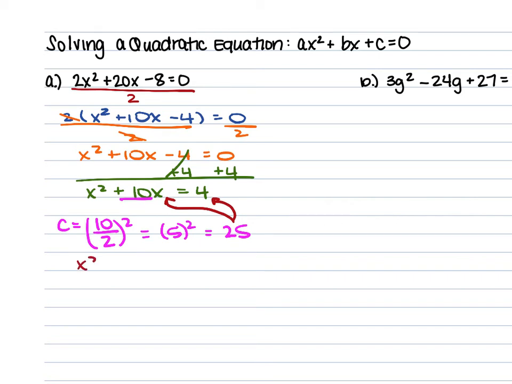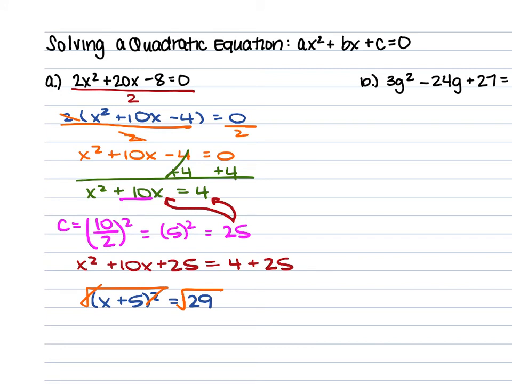So we're going to have x squared plus 10x plus 25 is equal to 4 plus 25. Factor the left side, add your right side. Your left side gives you x plus 5 squared. Your right side gives you 29. Now solve for x. Take the square root of both sides. Your radical cancels out your power, so you just have x plus 5 equals plus or minus the square root of 29. 29 is a prime number, so you're just going to put that plus or minus in front of it and keep it the square root of 29.